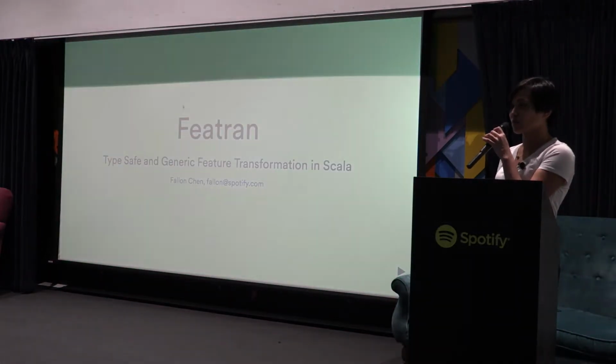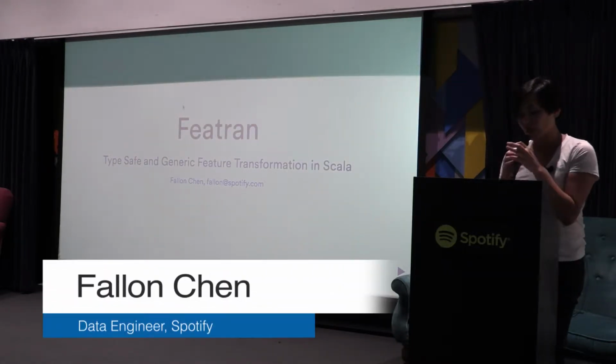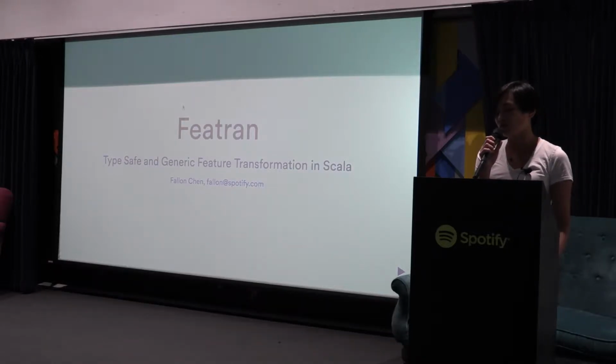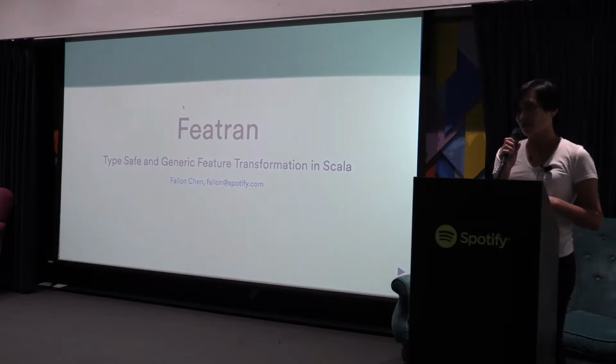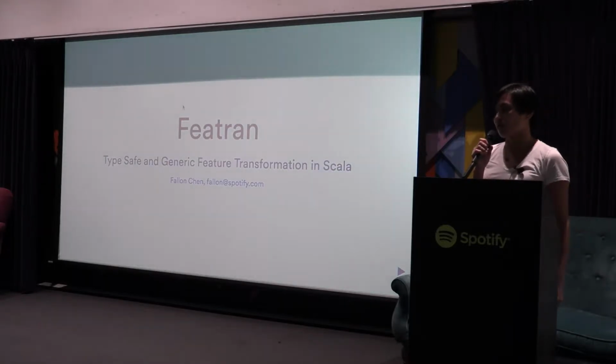All right. So, hi everyone, I'm Fallon. As Josh mentioned, I'm working on his team on machine learning infrastructure. And I'm here to tell you about Featran, which is a type-safe and generic feature transformation library. It's mostly going to be a discussion of the motivations for it, how we designed and built it, and a little bit under the hood of how it works.